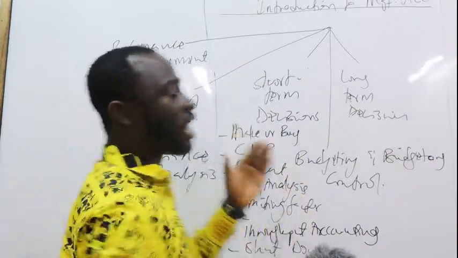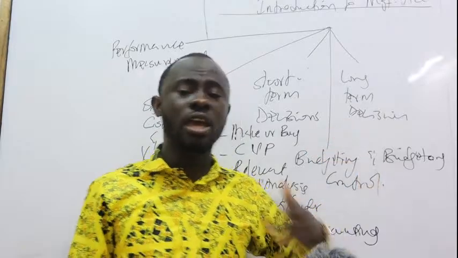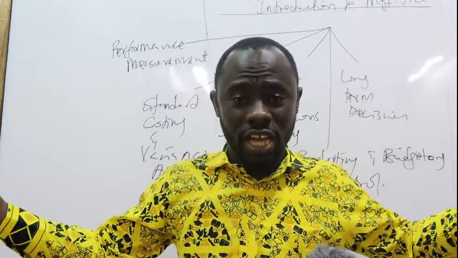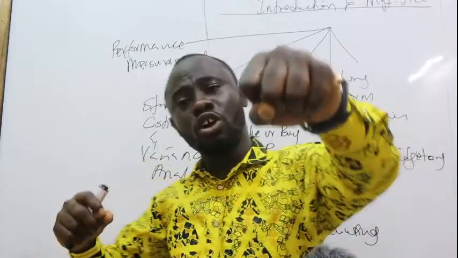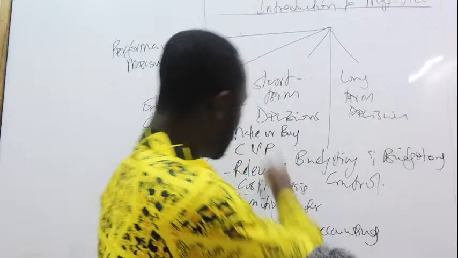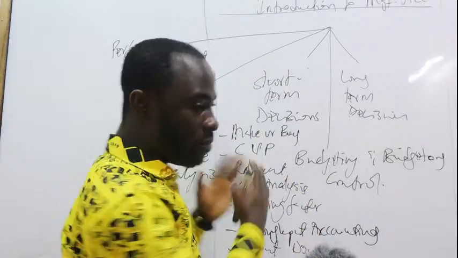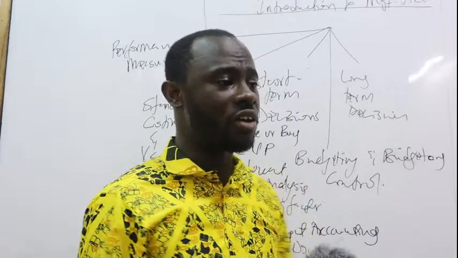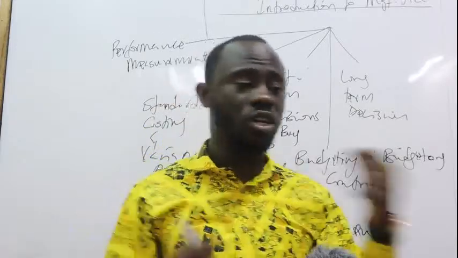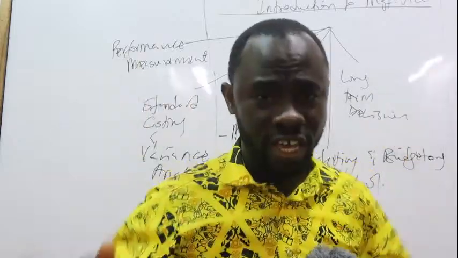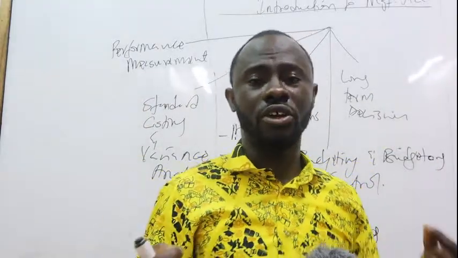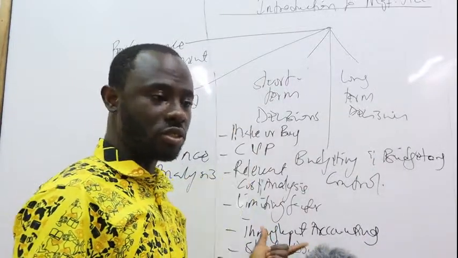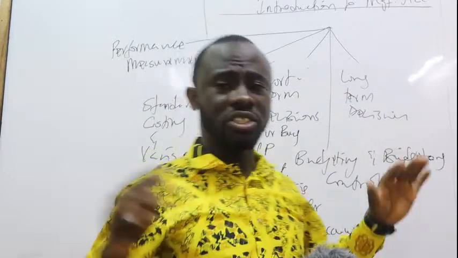All these things are under short-term decision making, and you want to make sure that you understand them very well before you go into the exam hall, because definitely the examiner is going to be throwing something at you in these areas. Limiting factor analysis, relevant cost analysis, shutdown decision, throughput accounting ratio, make or buy, cost volume profit analysis, or what we call break-even analysis. These are critical areas you need to understand when it comes to short-term decisions.